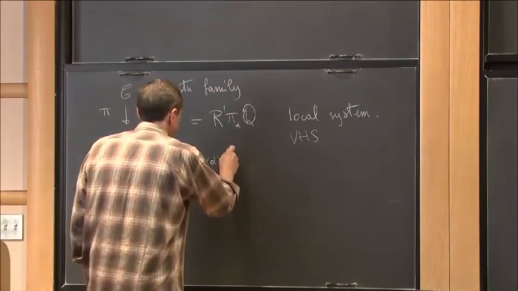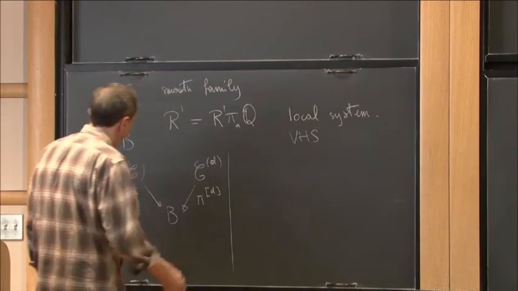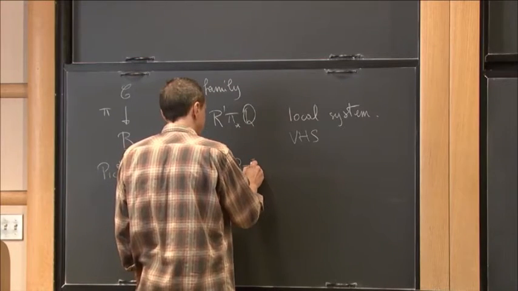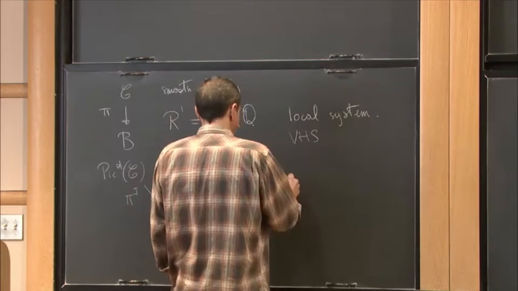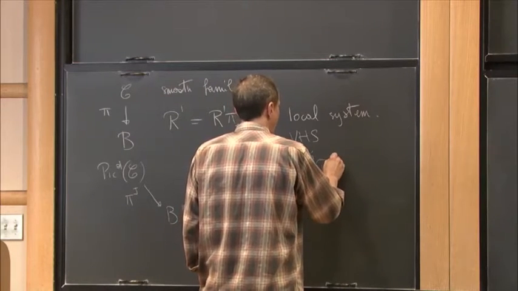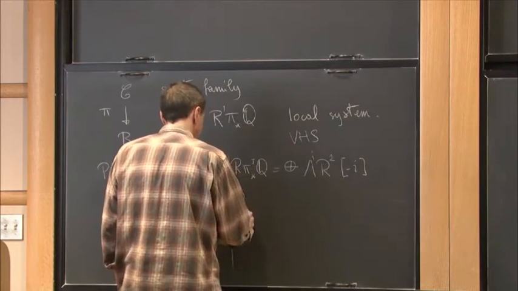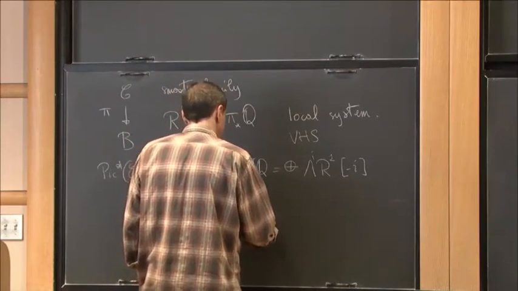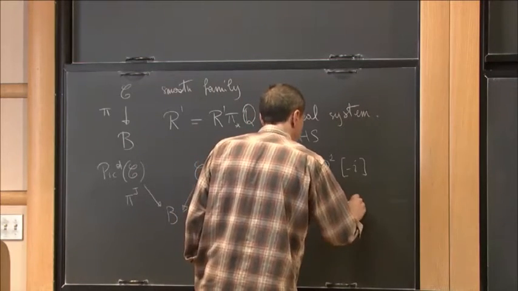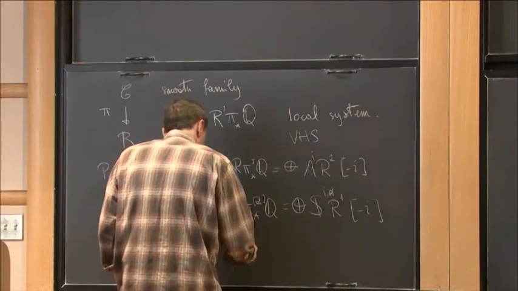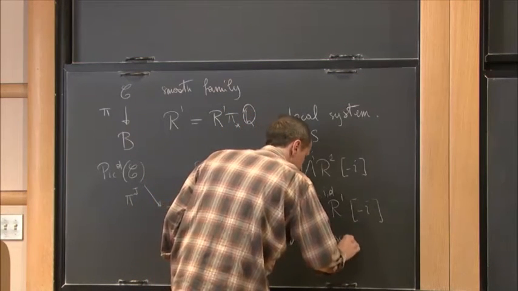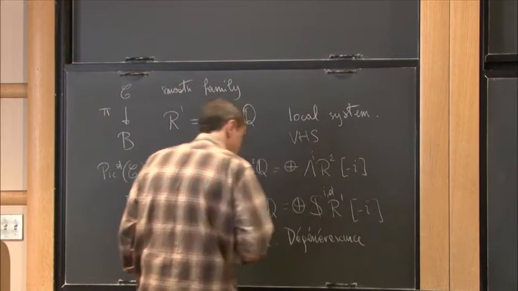And then by the refined version of E2 degeneration, you have isomorphisms in the right category. So for instance, this is isomorphic to lambda^i R^1 minus i, and similarly this is isomorphic to Sym^d R^1 minus i. So this by the linear degeneration, and then I think that's enough.